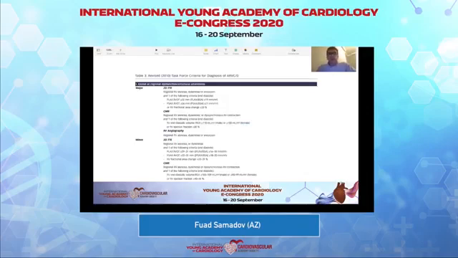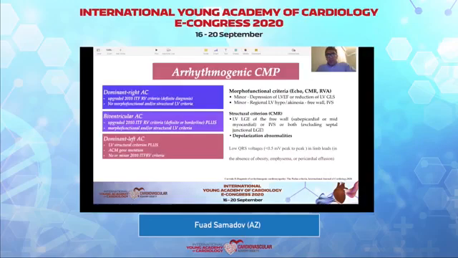Here you see just imaging criteria from the International Task Force Criteria 2010. Recently, the Padua criteria have been introduced with special emphasis on dominant left arrhythmogenic cardiomyopathy, and it is required to demonstrate with a cardiac MRI left ventricular late gadolinium enhancement plus an arrhythmogenic cardiomyopathy gene mutation with no or minor RV criteria.